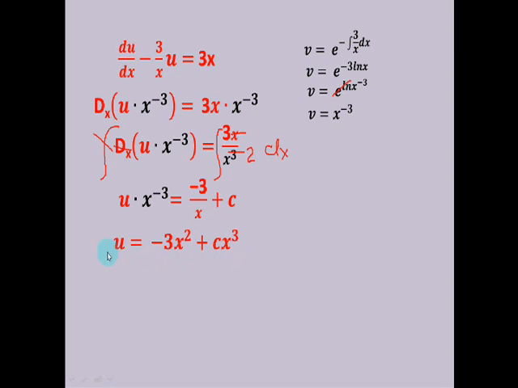Then recalling that our u is just equal to y cubed, we can replace this u by y cubed. So the equation now will be y cubed is equal to 3x squared plus cx cubed. So this is our final solution.